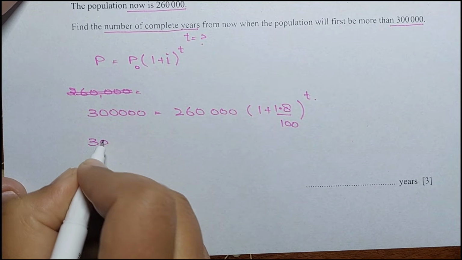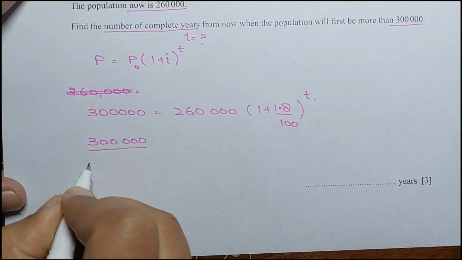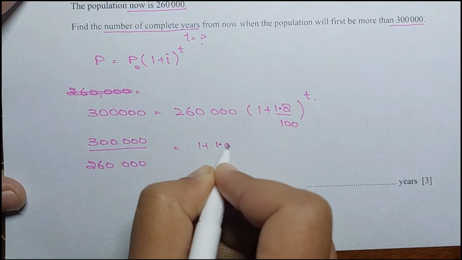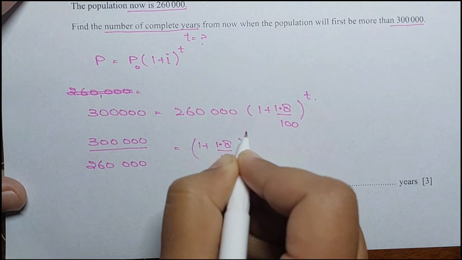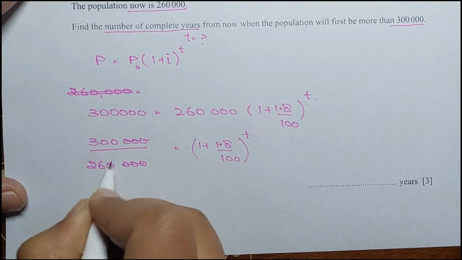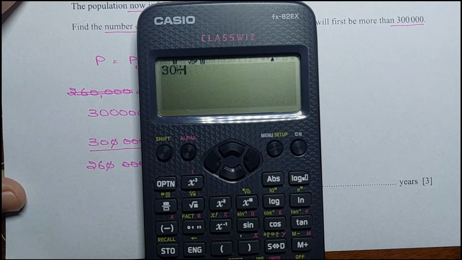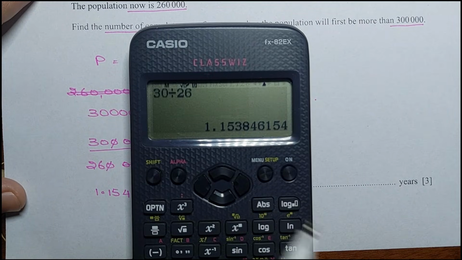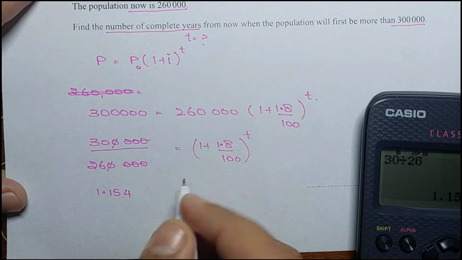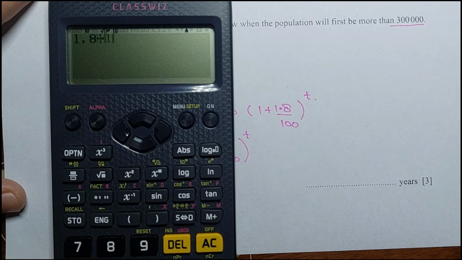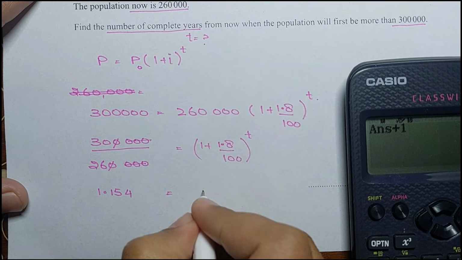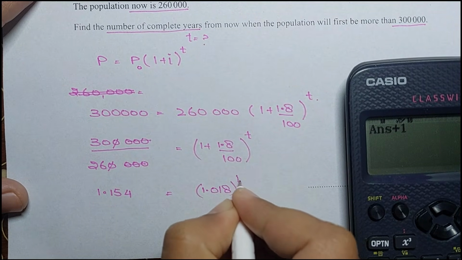Simplification: we can say 300,000 divided by 260,000 equals 1 plus 1.8 over 100, the whole power is T. Okay, 3 zeros are cancelled out, 1 zero is cancelled out. 30 over 26, which is 1.154, rounded to 4 decimal places, equals 1 plus 1.8 over 100, which becomes 1.018, and the whole power is T.